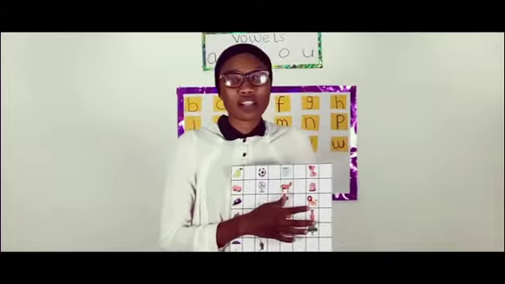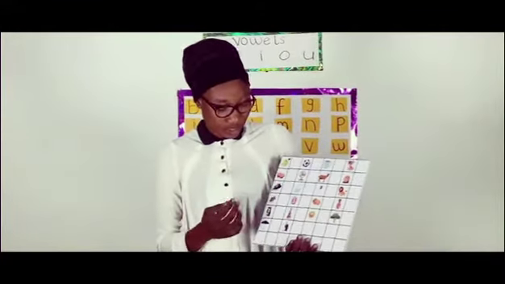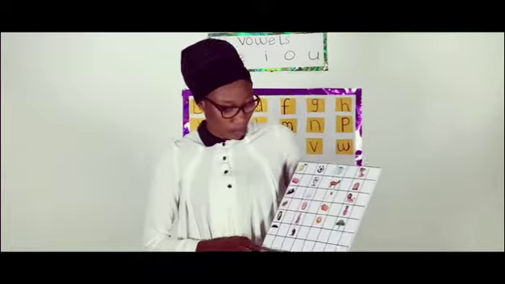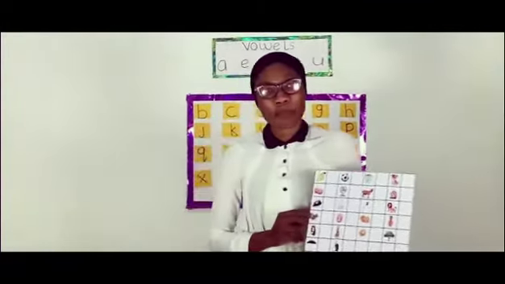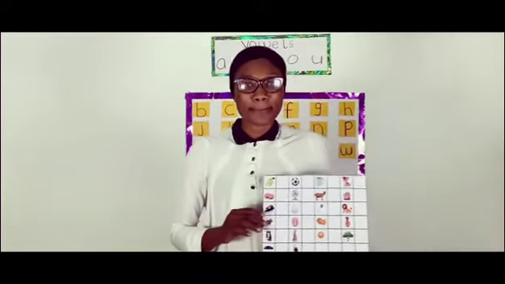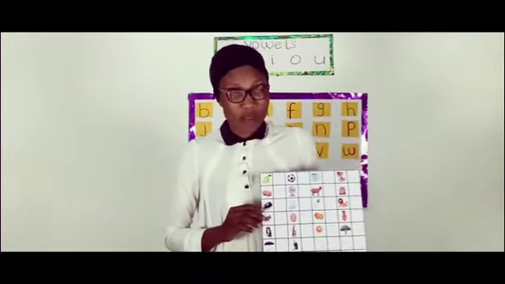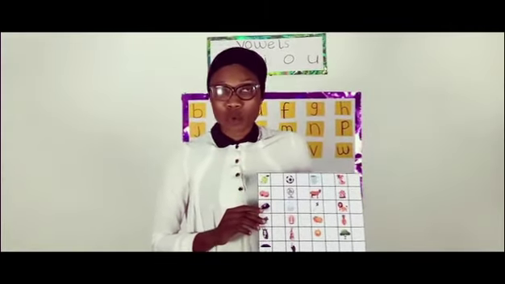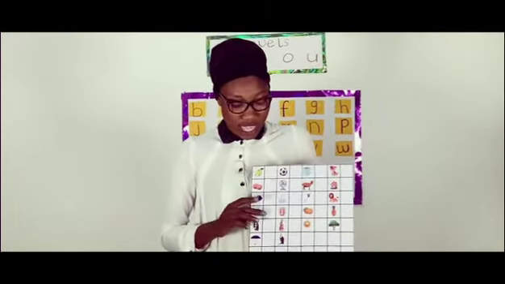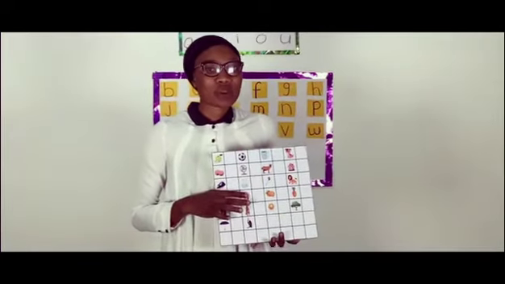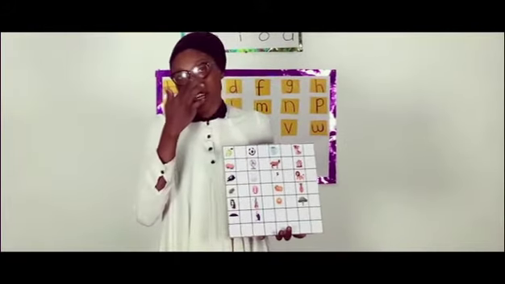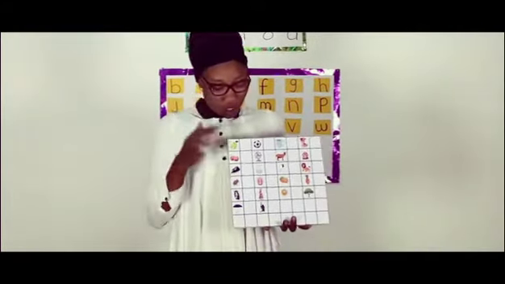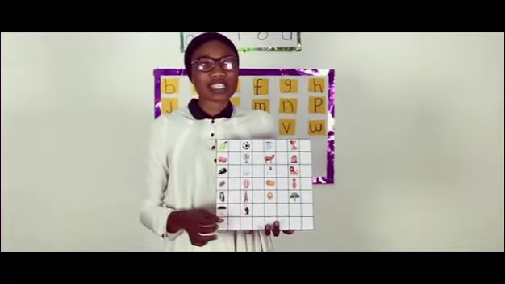L. The letter L sounds L as in lion. As in lamb. The letter name M, it sounds M as in mound. This is a mound. N, the letter N sounds N as in nose. The child can touch his or her nose. As in net.